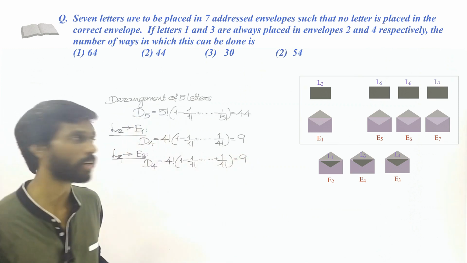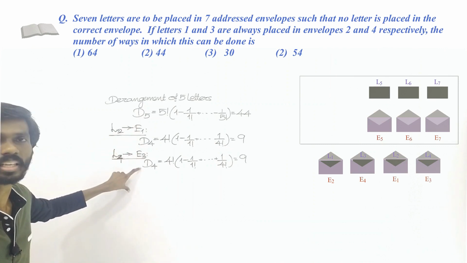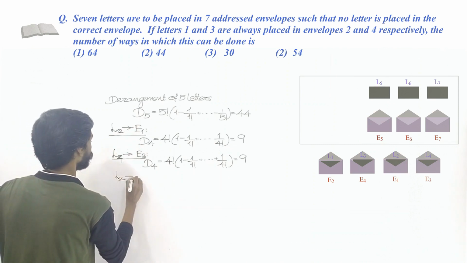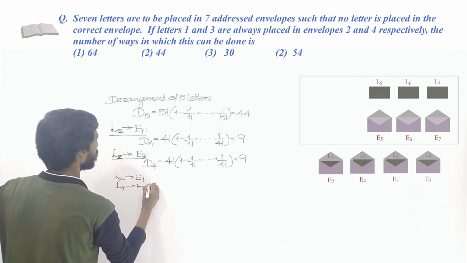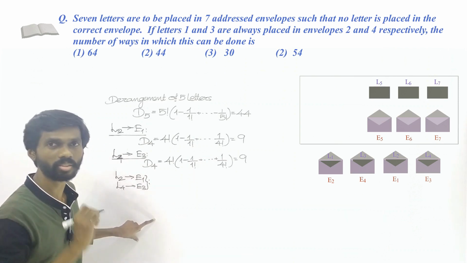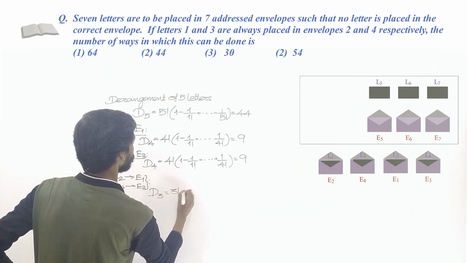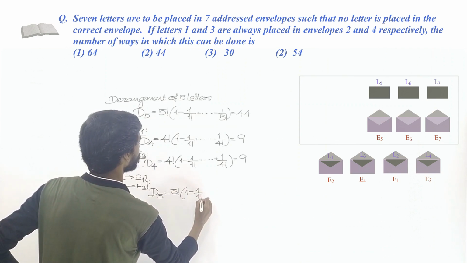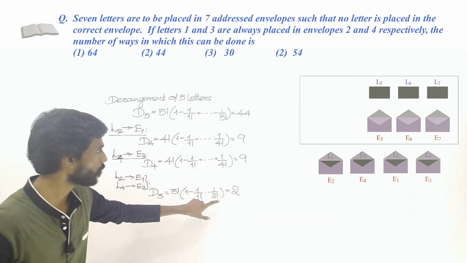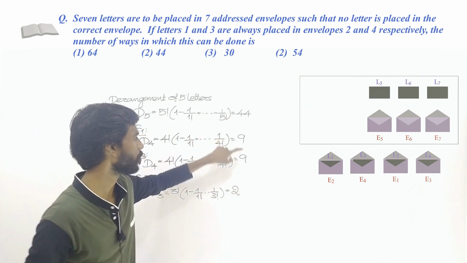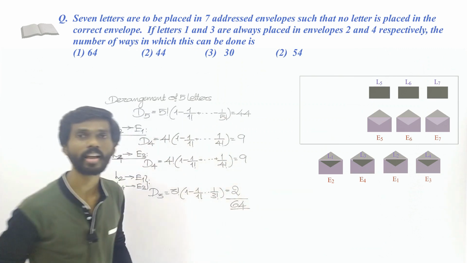And it is also possible that both these cases happen simultaneously, which means letter 2 is placed in E1 and letter 4 is placed in E3. Both the cases together. So that is D3, because we have 3 remaining letters. D3 equals 3 factorial multiplied by 1 minus 1 by 1 factorial, etc., up to 1 by 3 factorial. This value is 2. So this total will give you our required answer, right? 44 plus 9 plus 9 plus 2, so 64 is the required answer.